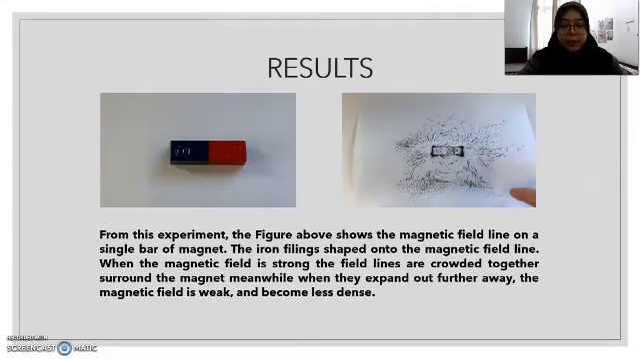Next, for results. From this experiment, the figure above shows the magnetic field line on a single bar of magnet. The iron filing shifts onto the magnetic field line. When the magnetic field is strong, the field lines are crowded together, surrounding the magnet. Meanwhile, when they expand out further away, the magnetic field is weak and becomes less dense. So this is the area where the magnetic field is weak, and this is the area where the magnetic field is strong.